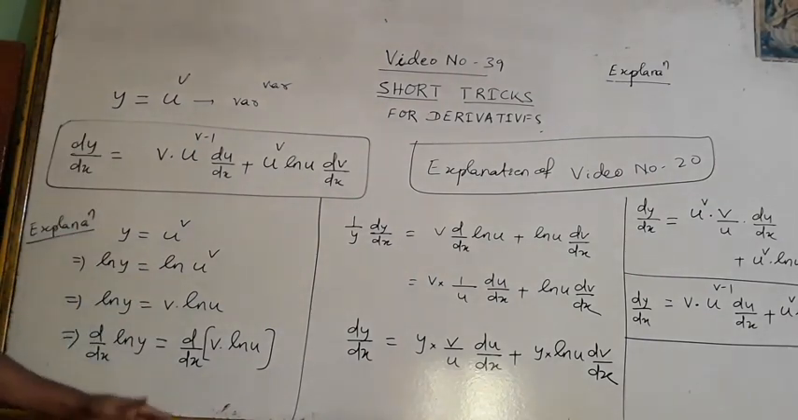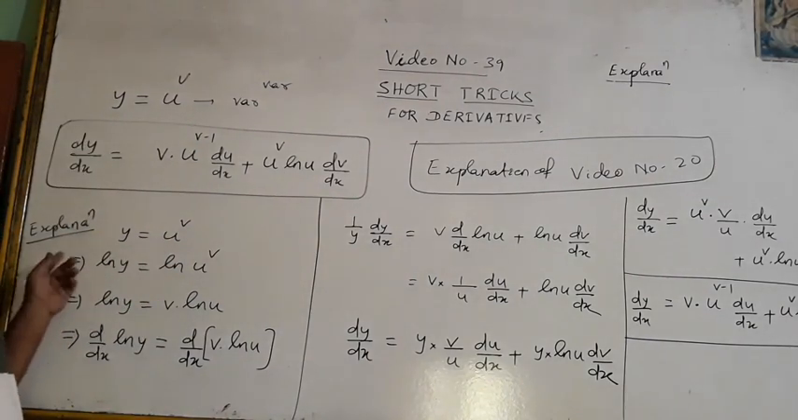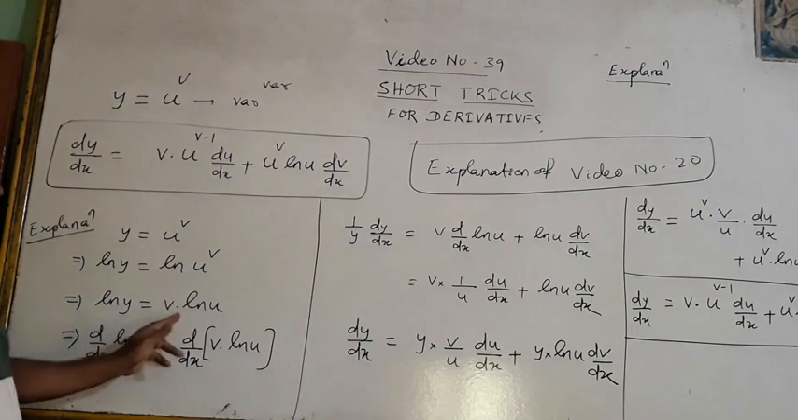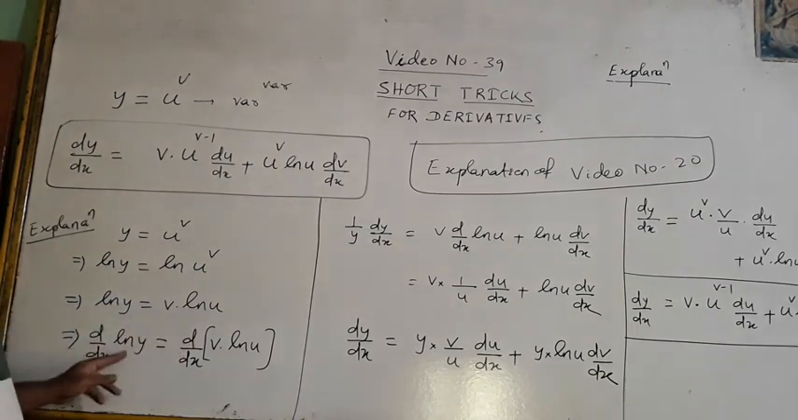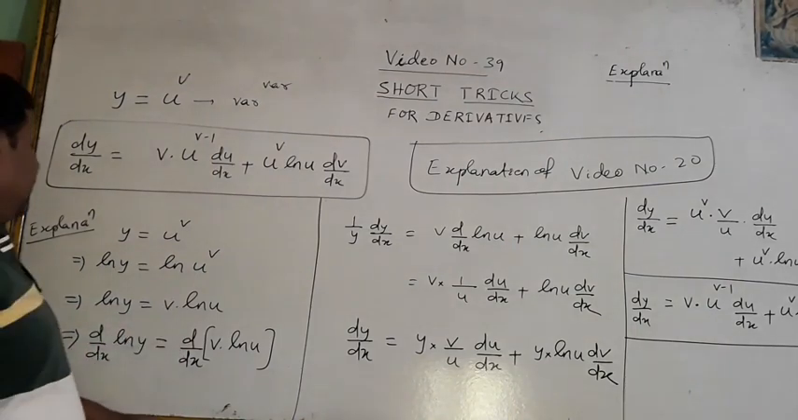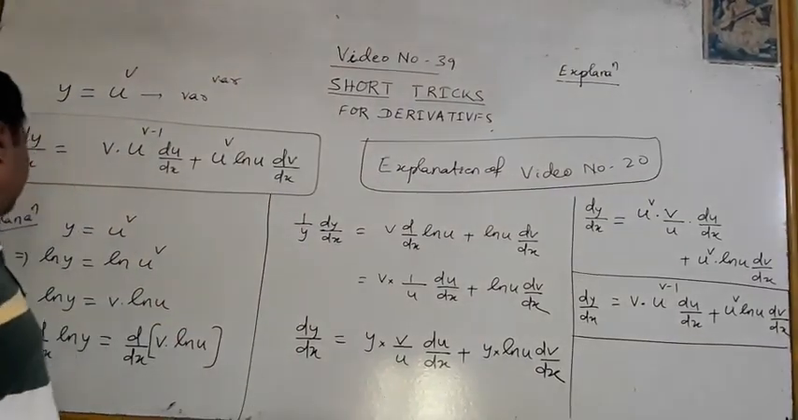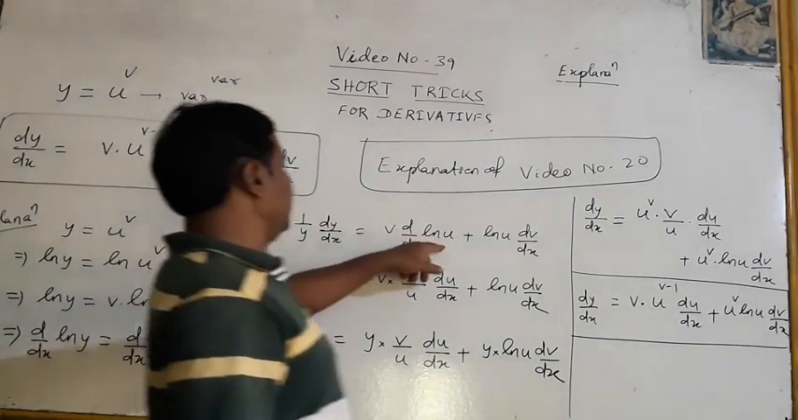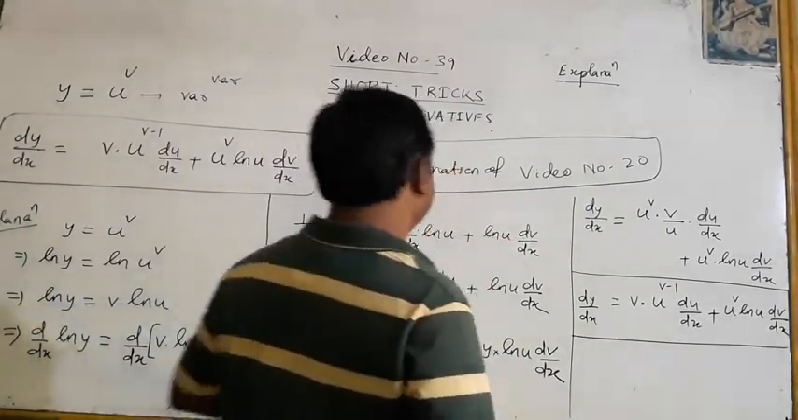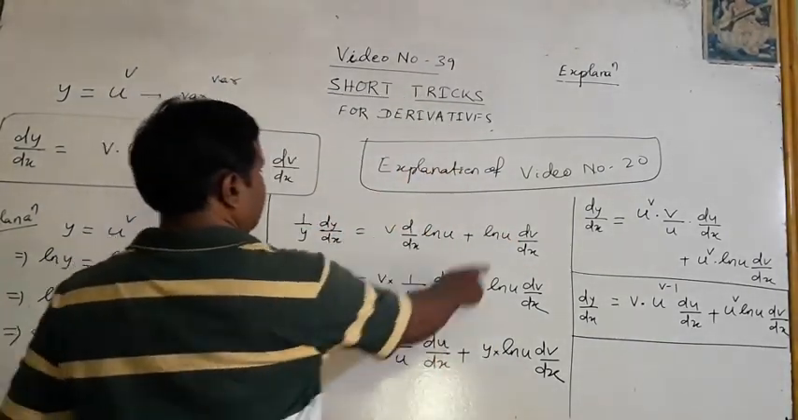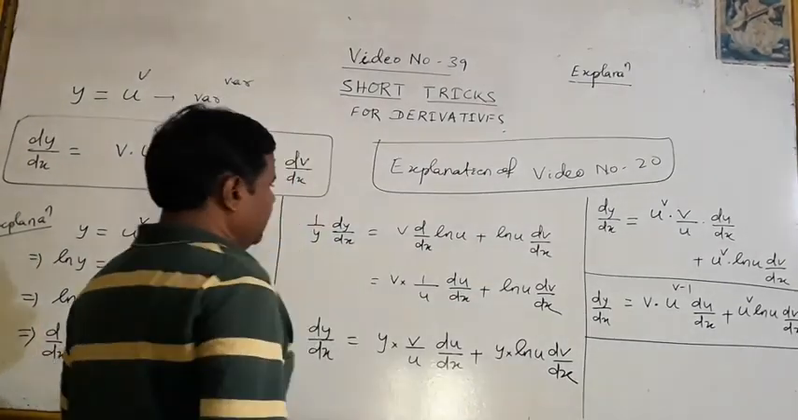It is very simple. y is equal to u to the power v. Take ln on both sides. It becomes this. Then differentiate both sides, applying the product rule. It becomes 1 by y dy by dx equals v times the derivative of ln u plus ln u times the derivative of v. The derivative of ln u is 1 by u du by dx, and ln u into dv by dx.